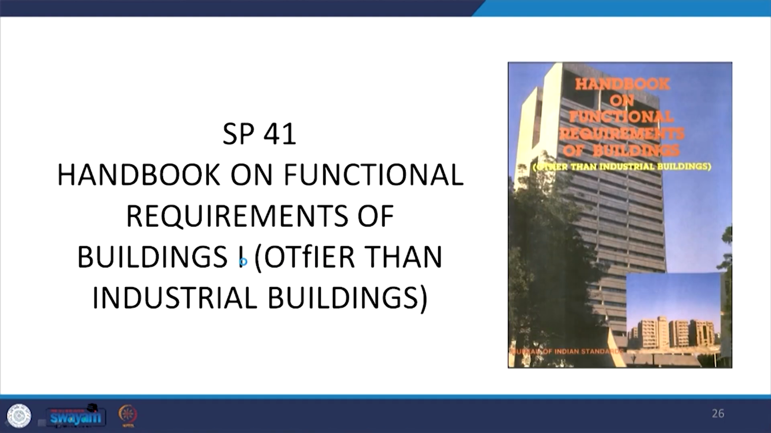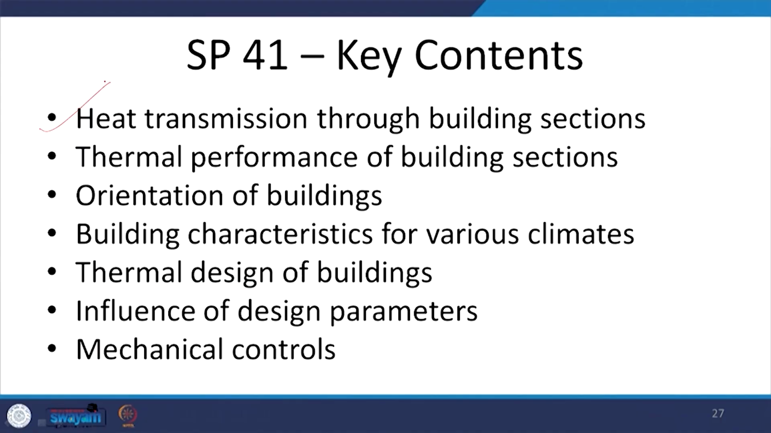The last one I want to discuss as part of these codes and standards is SP 41, the handbook on functional requirements of buildings other than industrial buildings, and SP 41 largely covers what is relevant to sustainable buildings. It covers heat transmission through building sections. There are detailed calculation procedures and thumb rules given to calculate and understand all these concepts.